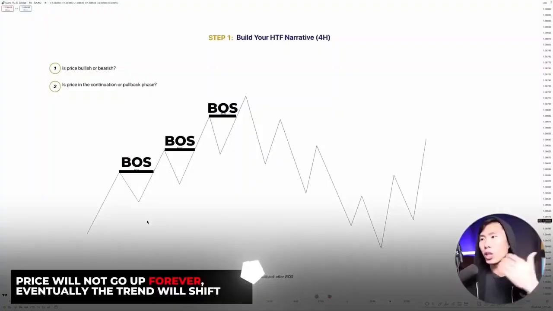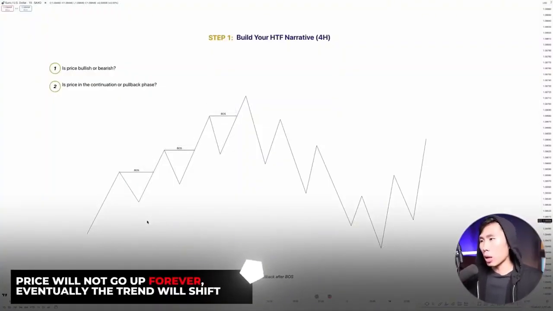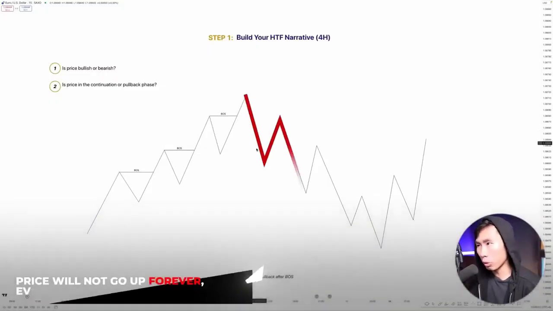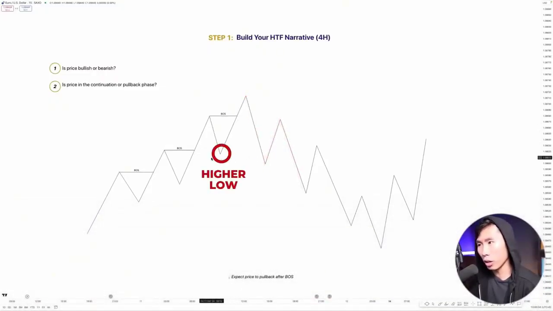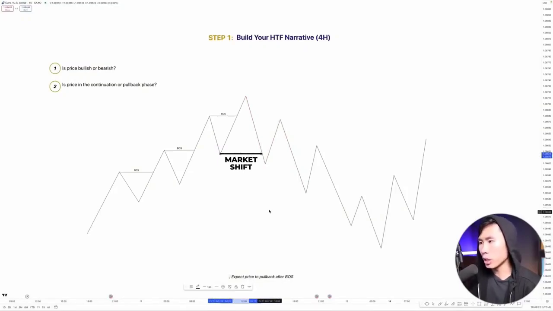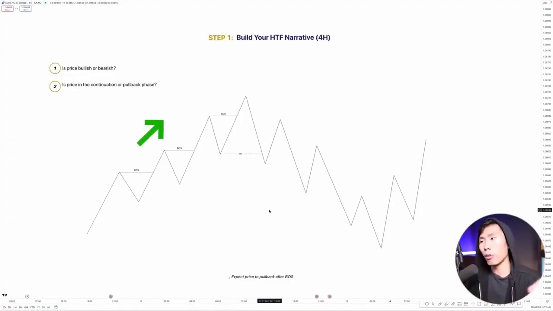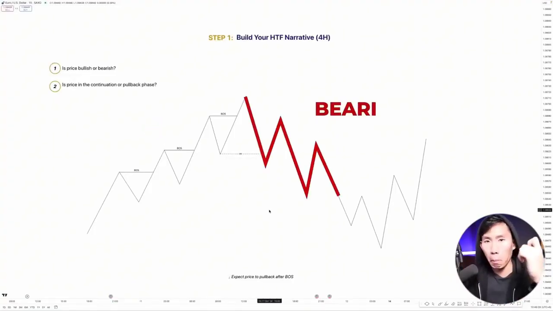But we know that price will not go up forever. At some point of time, some sellers will come into the market and overwhelm the buyers. And that is when price will come down there and break past the last higher low. When this happens, this is our market shift. And this market shift pretty much just tells us that price is reversing from an uptrend to a downtrend, and right now we are about to turn bearish.